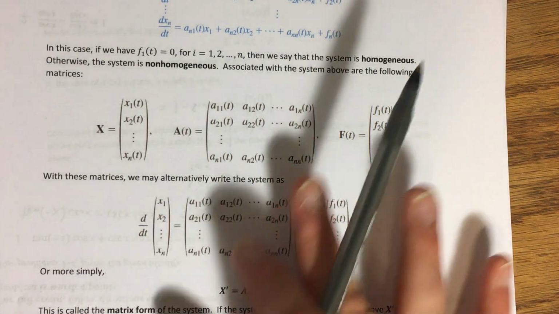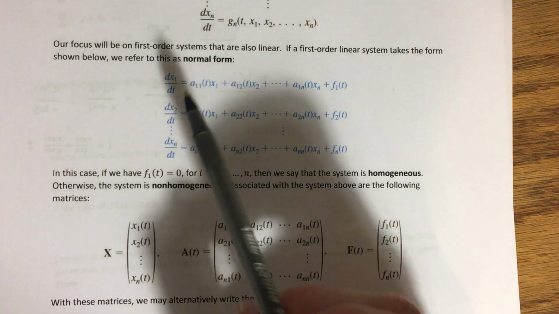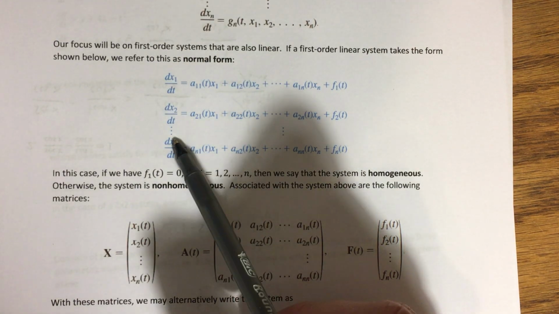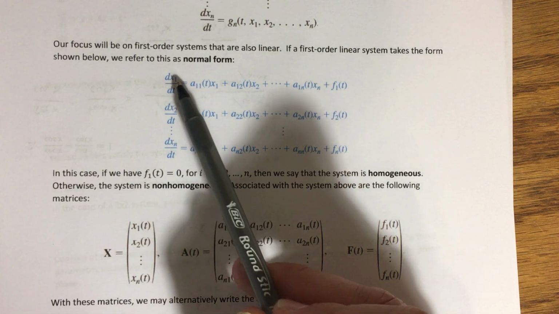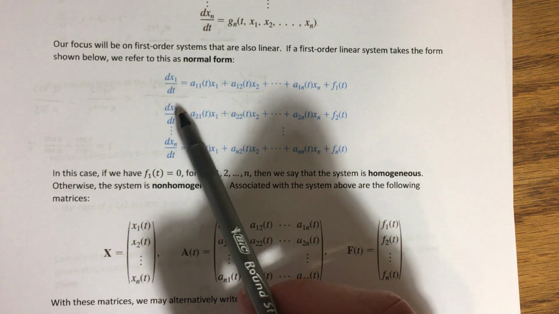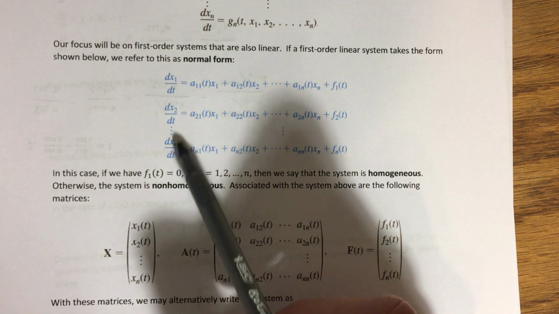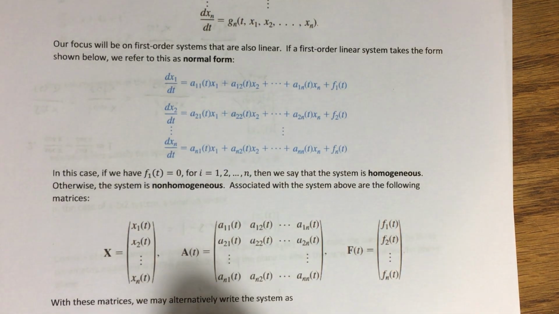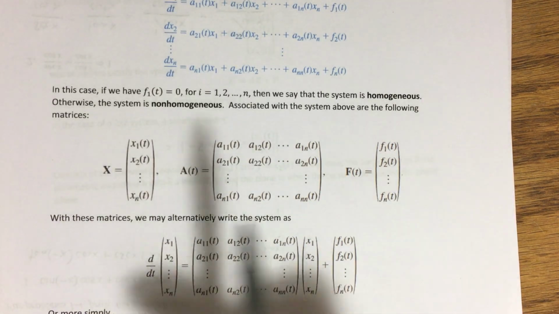So notice, let me come back up here to the system of equations. If I look at what's showing up on the left-hand side of each one of these equations, it's the derivative of x1, the derivative of x2, and so on and so forth, all the way down to the derivative of xn, all with respect to their variable t.